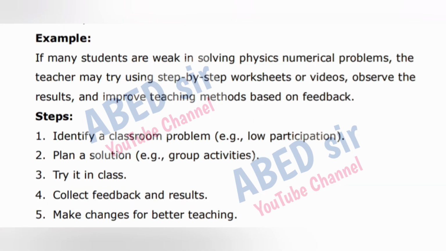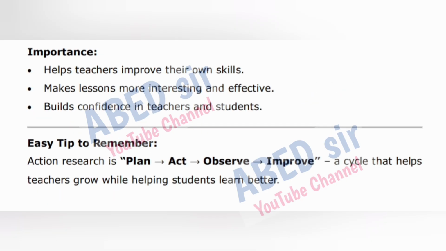Example: if many students are weak in solving physics numerical problems, the teacher may try using step-by-step worksheets or videos, observe the results, and improve teaching methods based on feedback. Steps: 1. Identify a classroom problem, example, low participation. 2. Plan a solution, example, group activities. 3. Try it in class. 4. Collect feedback and results. 5. Make changes for better teaching.